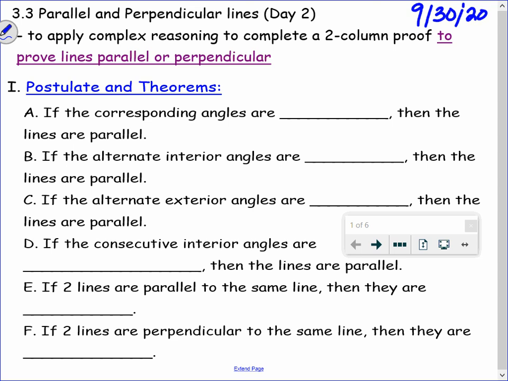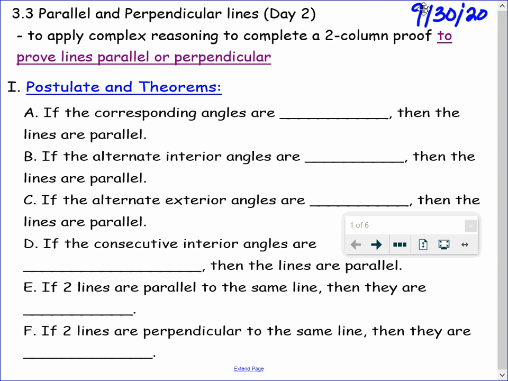Okay, so September 30th, 2020. And you do have an extra word in your objective, so I apologize for that. To apply complex reasoning to complete a 2-column proof to prove lines parallel or perpendicular. It's mostly going to be proving them parallel. There's a couple that we know can prove them perpendicular. One is the definition, and then we're going to look at a second one today.